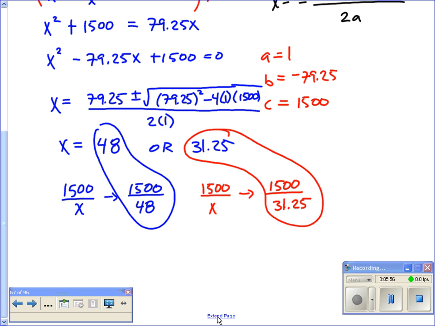Again, you could have done this with your calculator, but I wanted to do a review of the quadratic formula because you should be able to use this with quadratics.